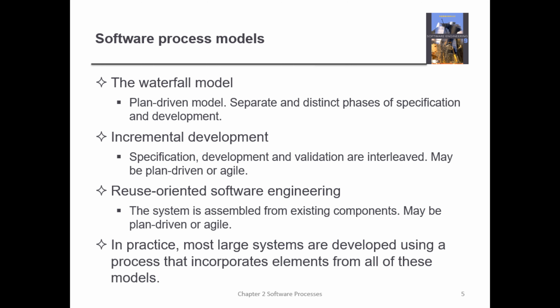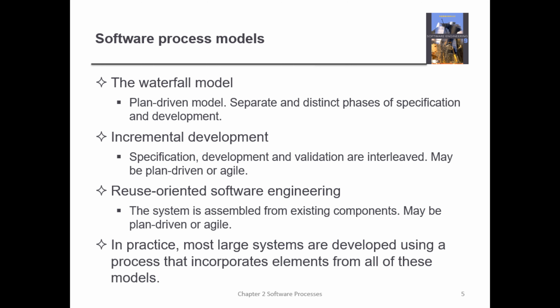Then you have reuse-oriented software engineering. For this process model, the system is assembled from existing components. It can also be plan-driven or agile. So you get already existing components. They may be from several other software products, and now you build a system from those already existing components. So that's what we call reuse-oriented. So you are using the already existing components again. That's what you mean by reuse.